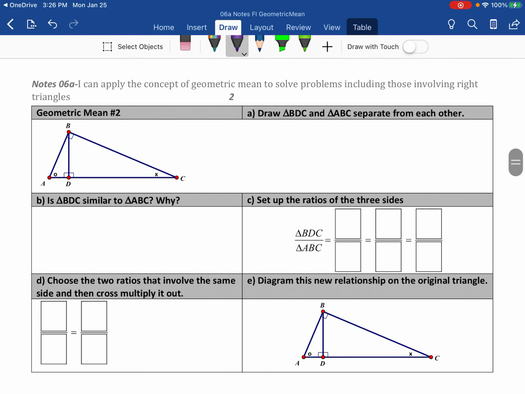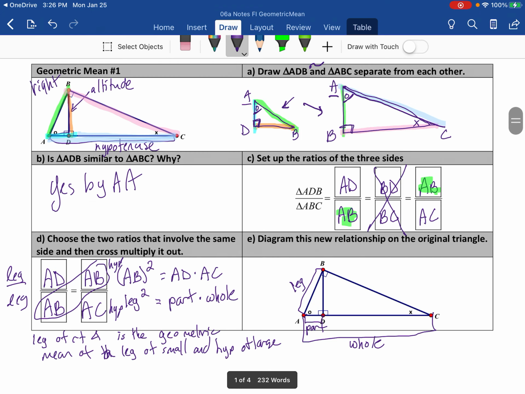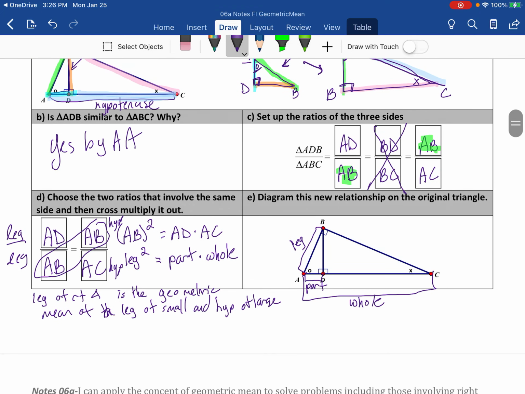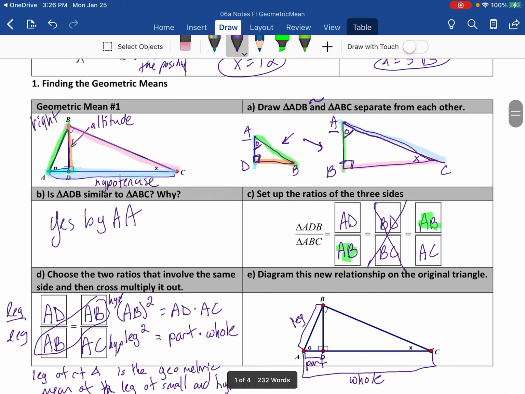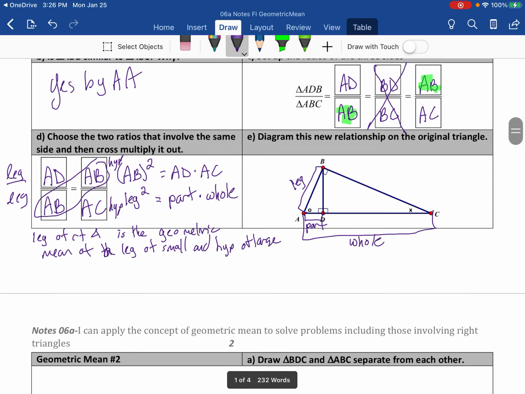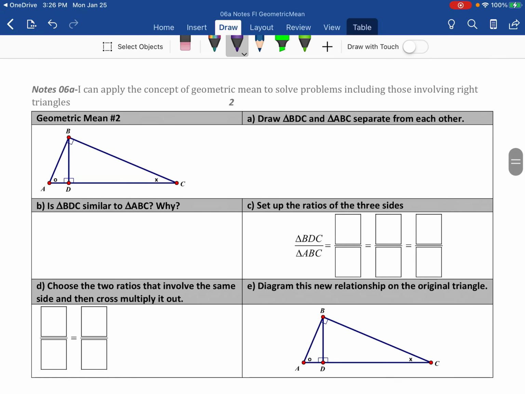Okay. Next relationship. So there are three triangles here. It's like Goldilocks and the Three Bears. So we were comparing the biggest triangle and the smallest triangle. Now we're going to be comparing the biggest triangle and the medium triangle, which is this one right here. So it says draw BDC. Well, BDC is easy to draw because it's oriented correctly.